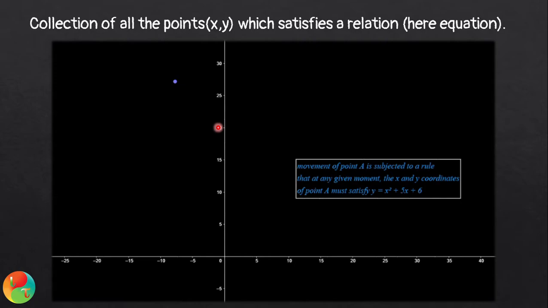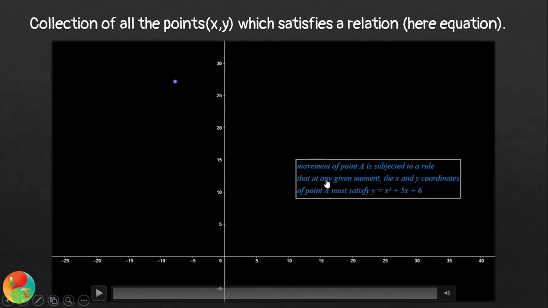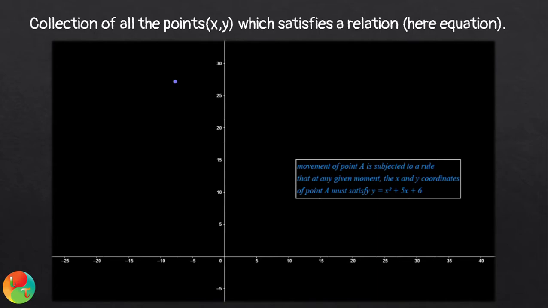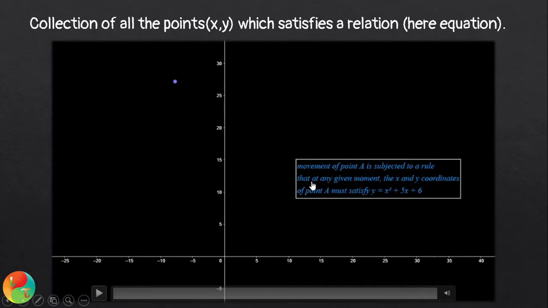Just to give you an intuitive feeling of what is locus, I'm going to show you a little animation over here. So we know that the collection of all the points x and y which satisfies the relation, which is here an equation, is called the locus of all the points. Alright. So in this animation, we'll see a point named A. Now the movement of point A is subjected to a rule that at any given moment, the x and y coordinates of point A must satisfy this equation, y is equal to x square plus 5x plus 6, which is the equation that we are dealing with right now. So let's start this animation.